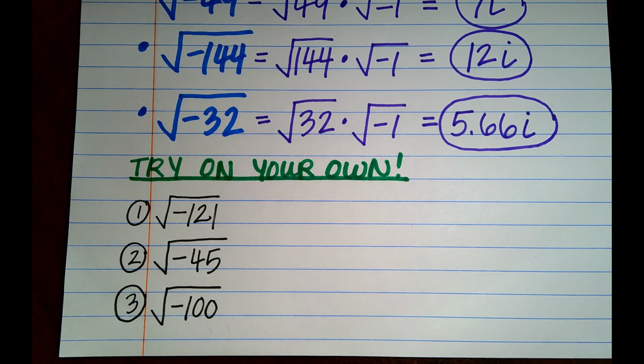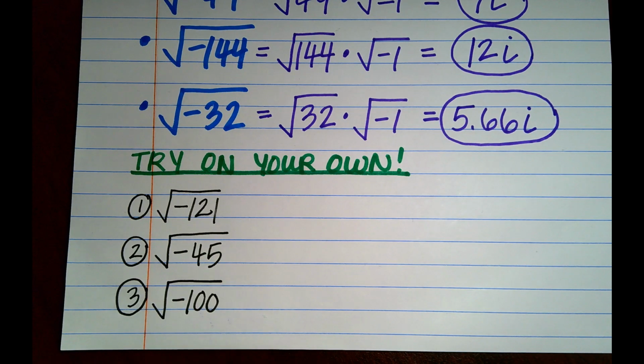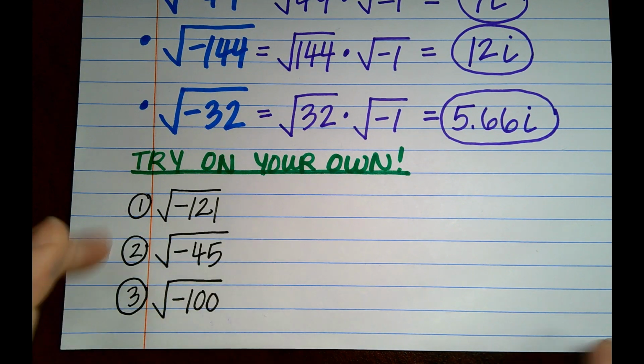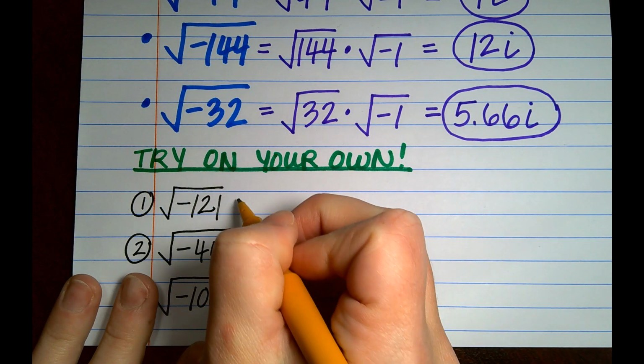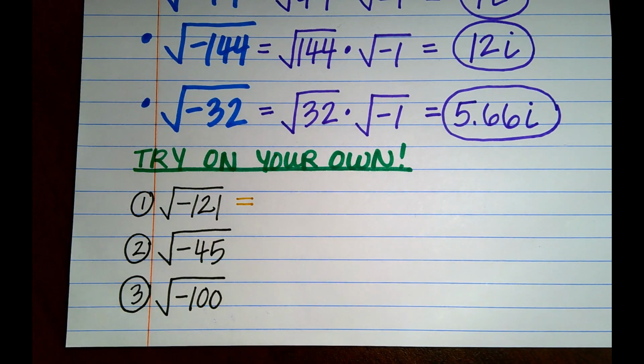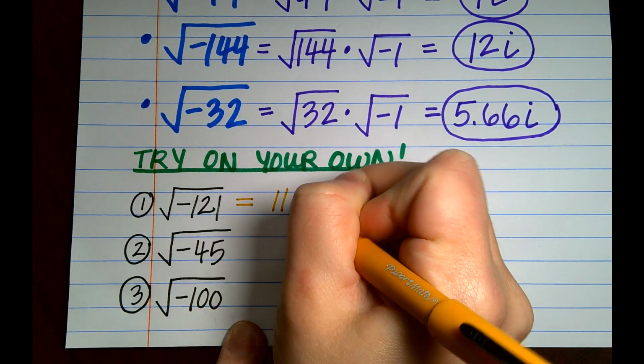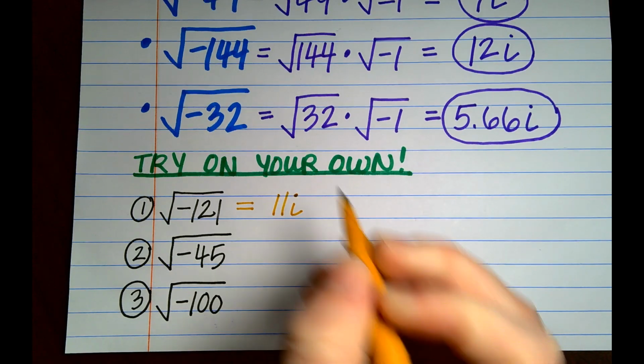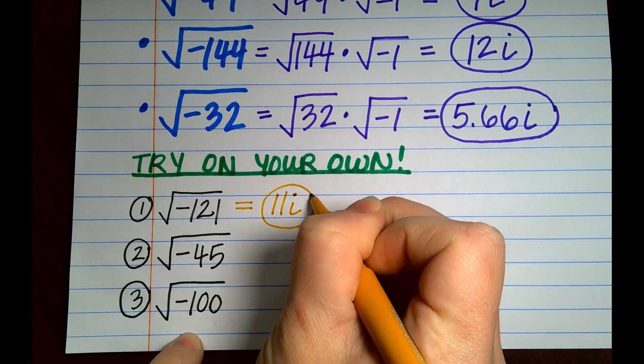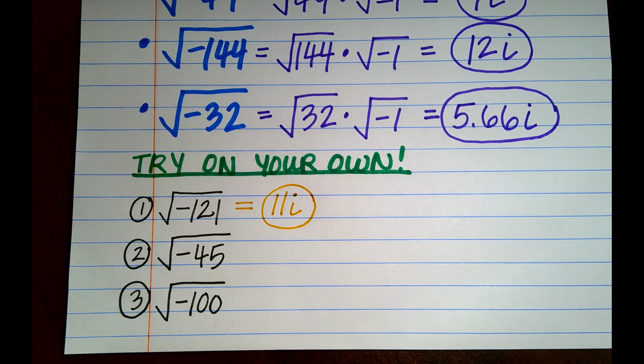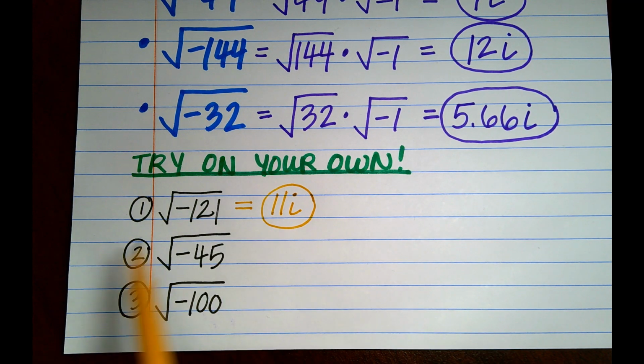All right, so now we're going to go over the answers to these problems here. The square root of negative 121. What answers did y'all get? 11i. Good. 11i is our answer. It's just the square root of 121, which is 11. And since it's negative, we put an i next to it.